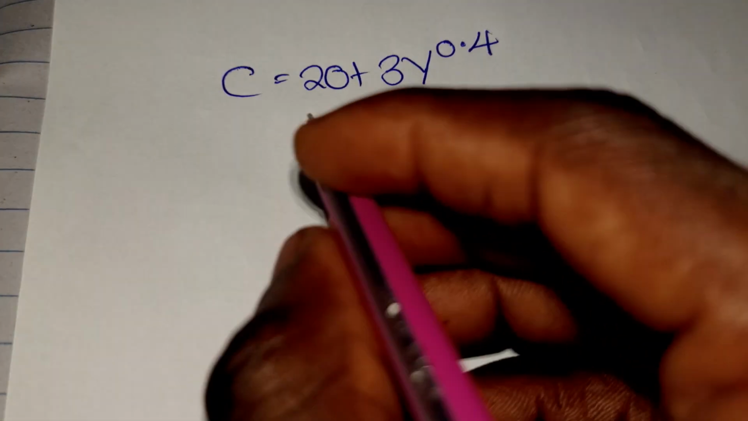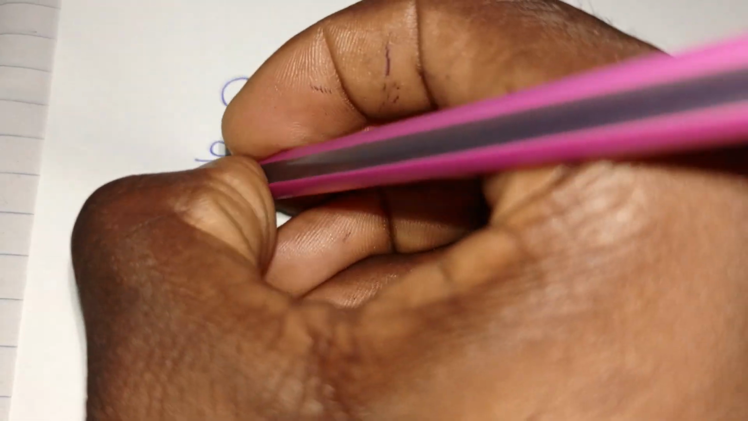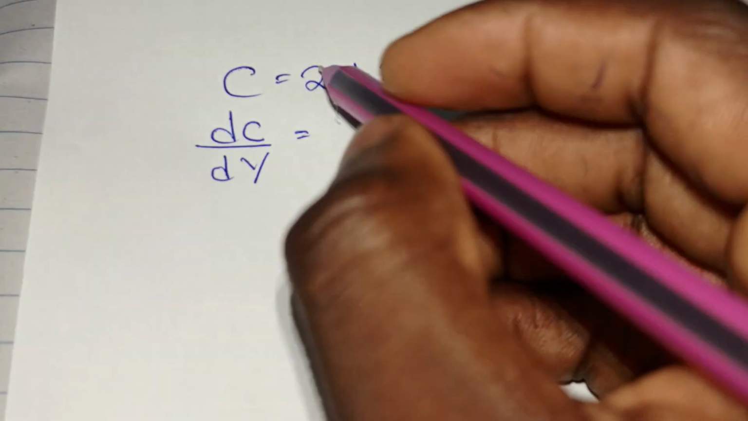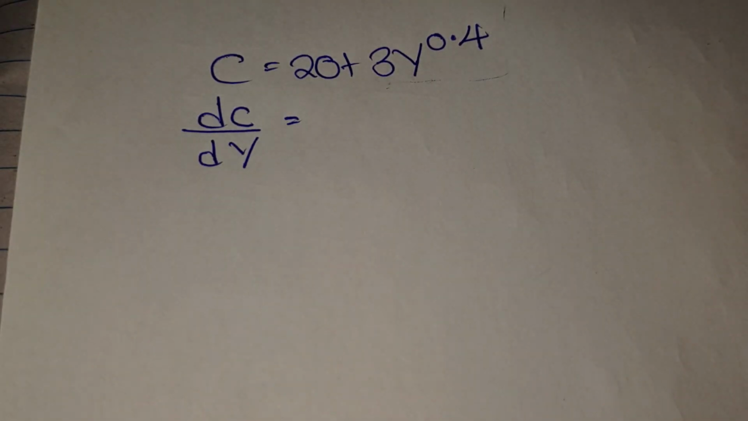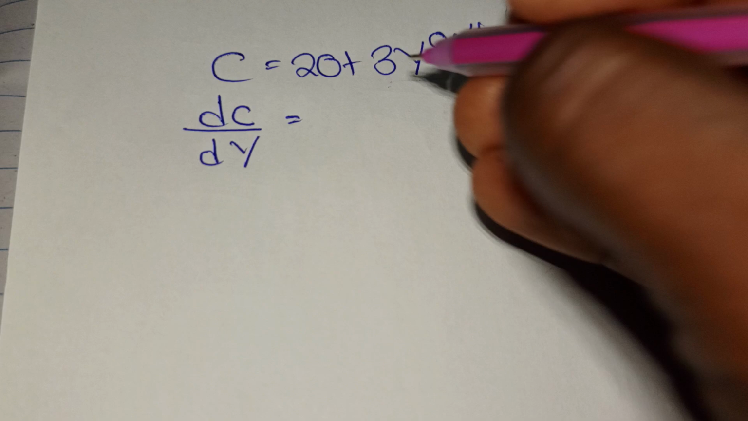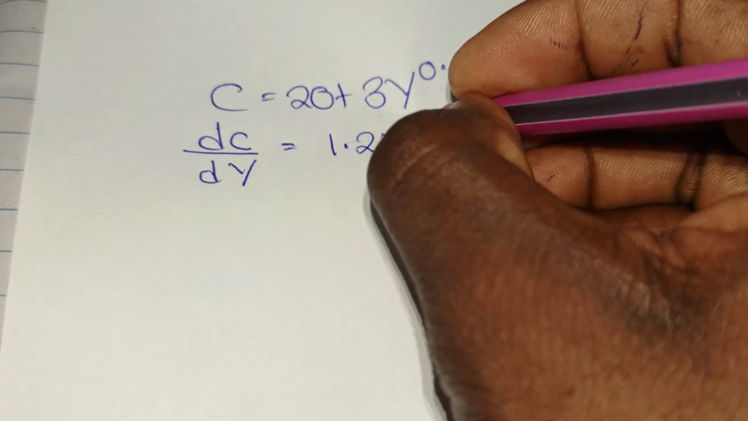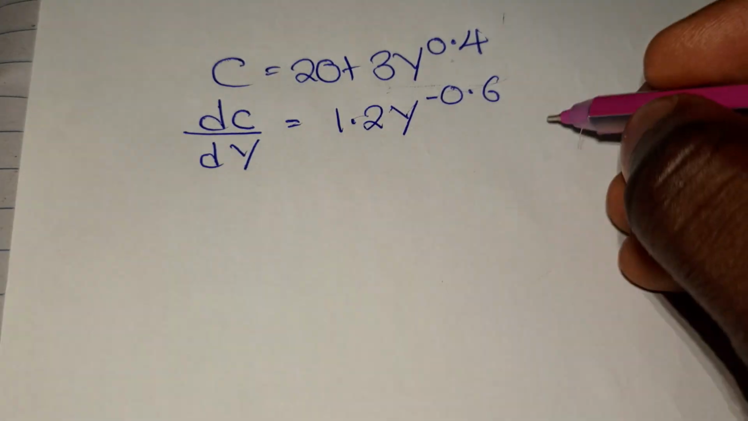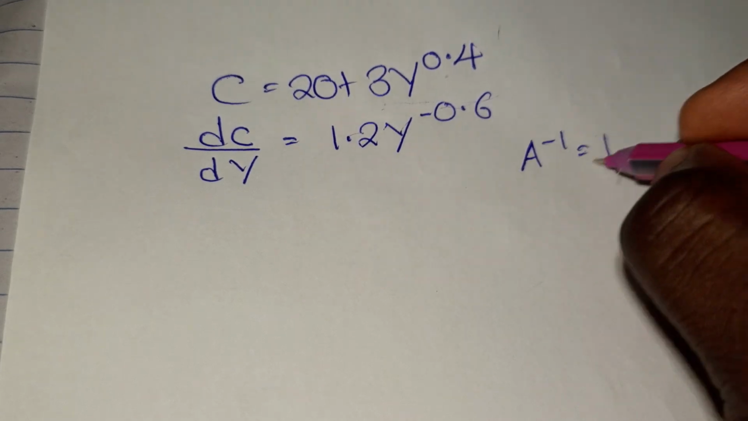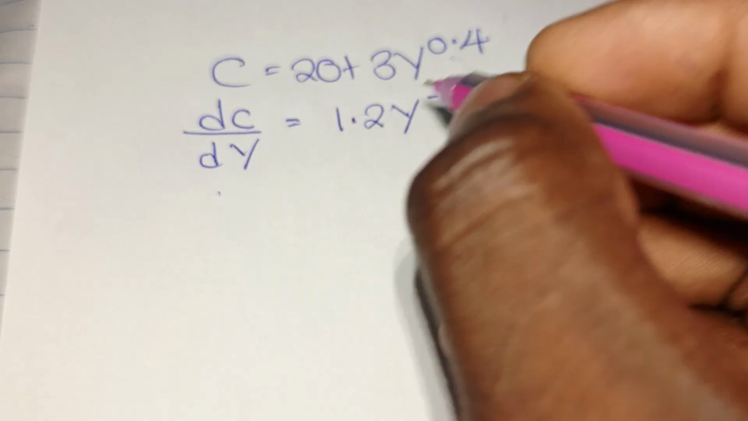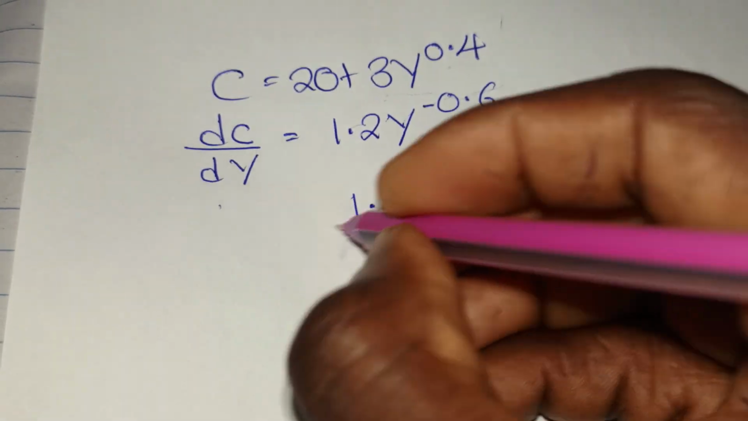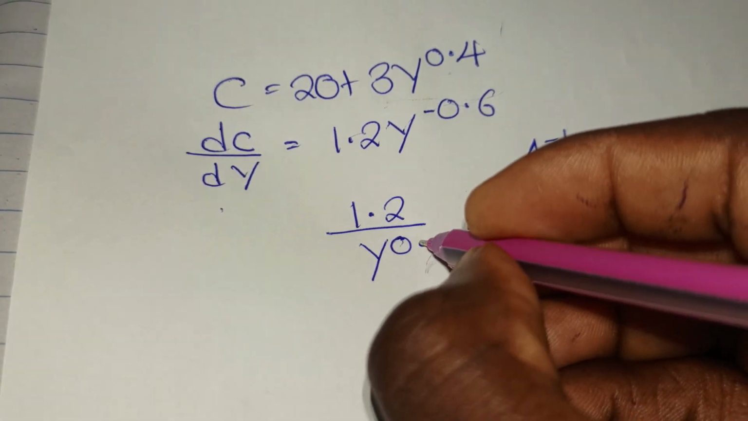So for us to get the marginal propensity to consume, we would differentiate this. The derivative of consumption over the derivative of income: we know that the derivative of every constant number is 0, whereas if you differentiate 3y to the power 0.4, 0.4 times 3 is 1.2, and you subtract 1 from the power and you get negative 0.6, where we know that a to the power negative 1 is the same as 1 over a. So this simply implies that we get 1.2 over y to the power 0.6.